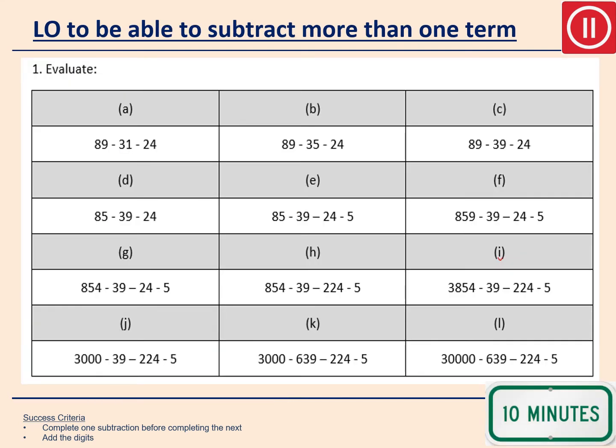Okay, so we've now got a few questions here. I'm going to give you 10 minutes to have a go, see how many you can do. Remember you're subtracting in steps, so you're doing 89 minus 31 first, and then taking the result from that sum and doing that result minus 24. Pause the video while you have a go at that.